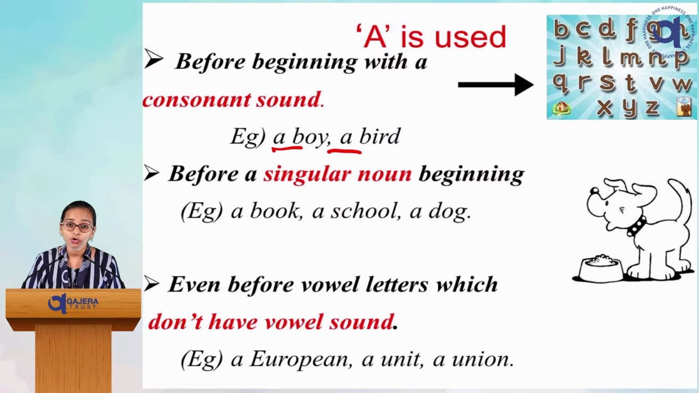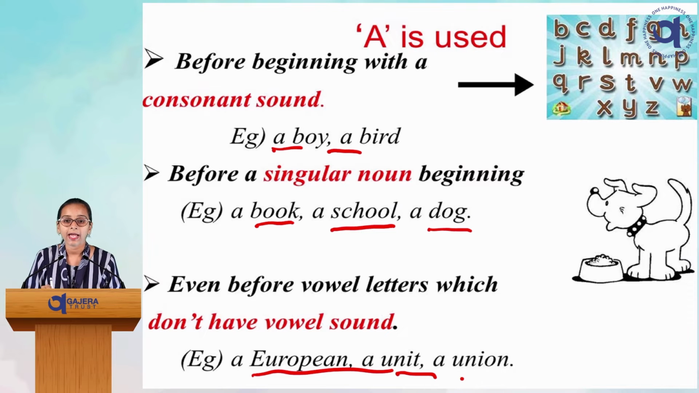Second rule: before a singular noun beginning with a consonant sound. For example, a book, a school and a dog. Here you can see that all 3 are singular. Singular means one, and if the noun is plural then we do not use the article A or An. Even before vowel letters which don't have a vowel sound, for example, European, unit and union.